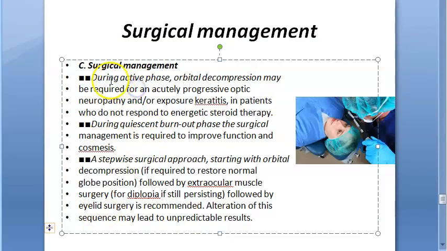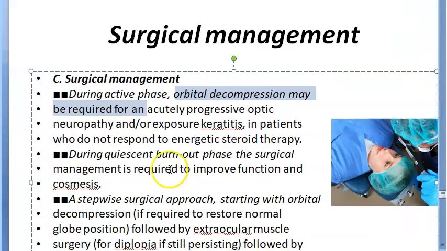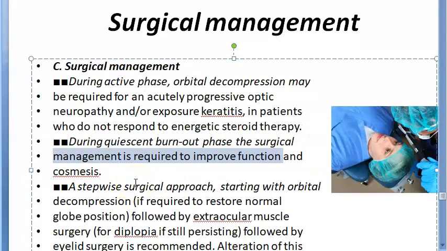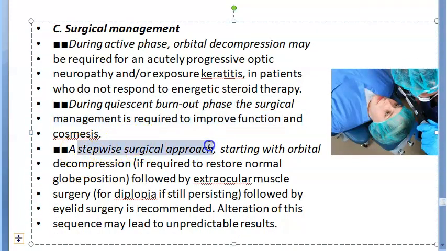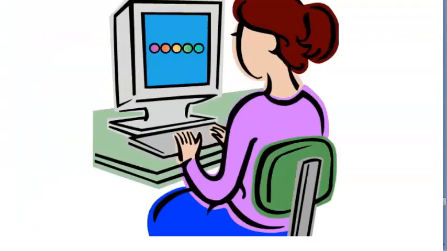Let's look at that. During active phase, orbital decompression may be required. What is happening is the orbit is getting compressed, and the nerve is getting compressed, something like that. So they want to decompress it. How? Surgically. So how will you do that? They are telling during the active phase this thing, and during the quiescent burnout phase, if you want to improve the function, you will do some surgery. Stepwise surgical focus, guys.